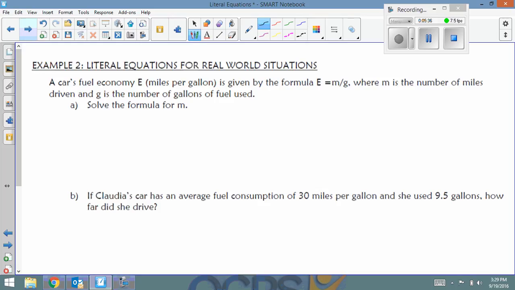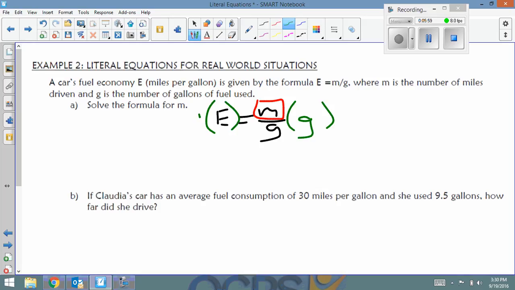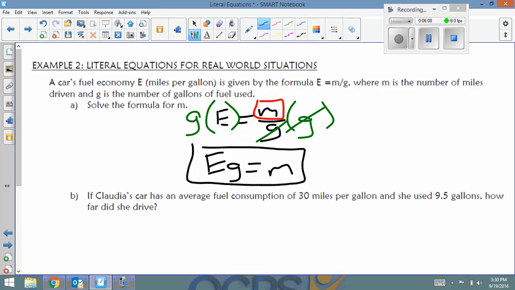Some word problems. It says a car's fuel economy, E, miles per gallon, is given by the formula E equals M over G. M is the number of miles driven, G is the number of gallons used. And it says solve the formula for M. So we're solving for M. What's attached to that M? Right now that division by G. We're going to get rid of something being divided by something else. We're going to multiply by the denominator, so that's going to be multiplied by G. So I get EG equals M. Is M by itself? Yes, it is. So therefore, that is our final answer.